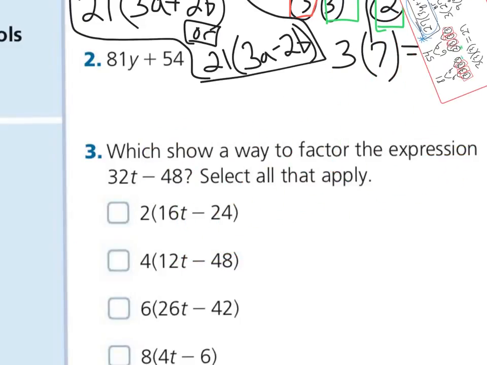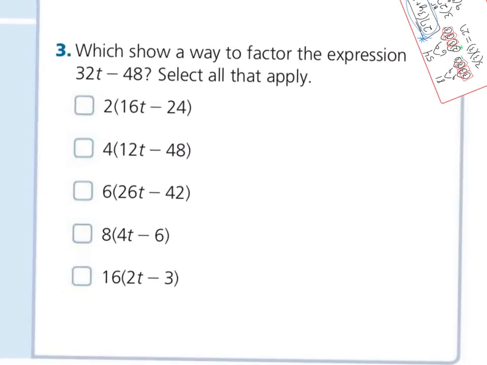So if we look at number 3, which show a way to factor the expression 32t minus 48, select all that apply. We could actually work this out, think about what we could do to factor. It might be just as easy for you guys, depending, to just distribute these and see what you get. If you wanted to, anytime they're subtracting here, if you want to add the opposite on those, you can. And then one way of doing this, like I said, is just distribute and see, do we get 32t minus 48 or 32t plus negative 48?